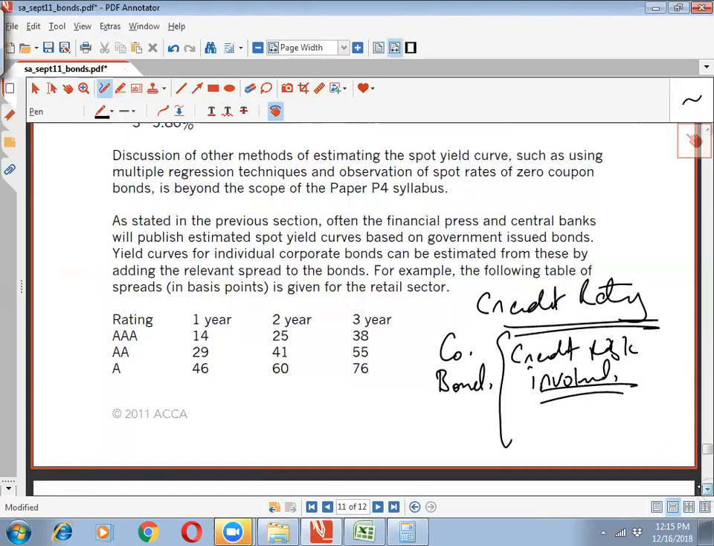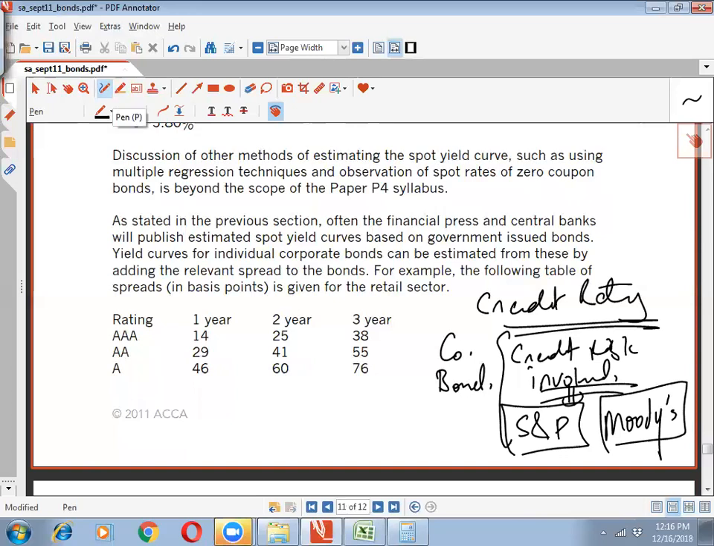Generally, various countries have different credit rating agencies. But the worldwide credit rating agencies which are very famous are S&P, Standard & Poor's, and Moody's. These are credit rating agencies which are very famous across the globe. What these agencies do is evaluate a company, a debenture, or a bond, and assign a credit rating, a credit risk, to that.